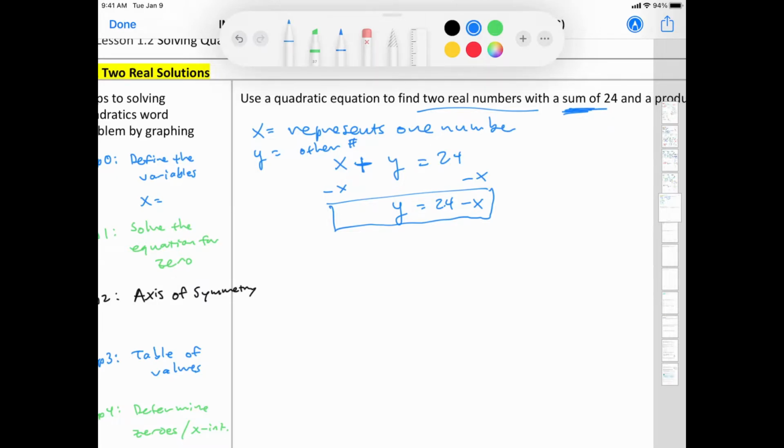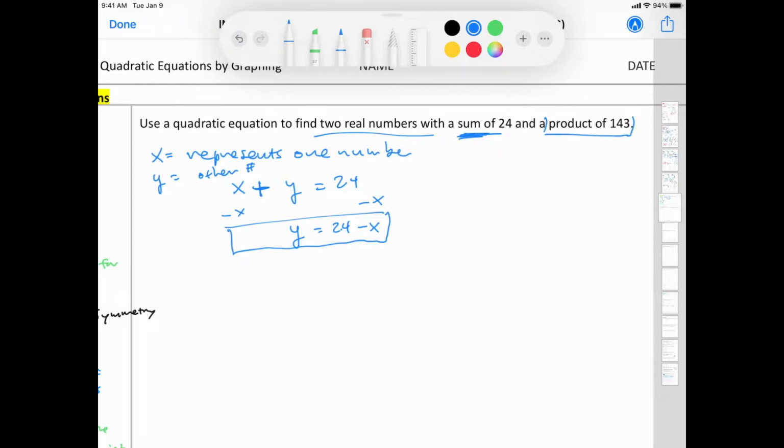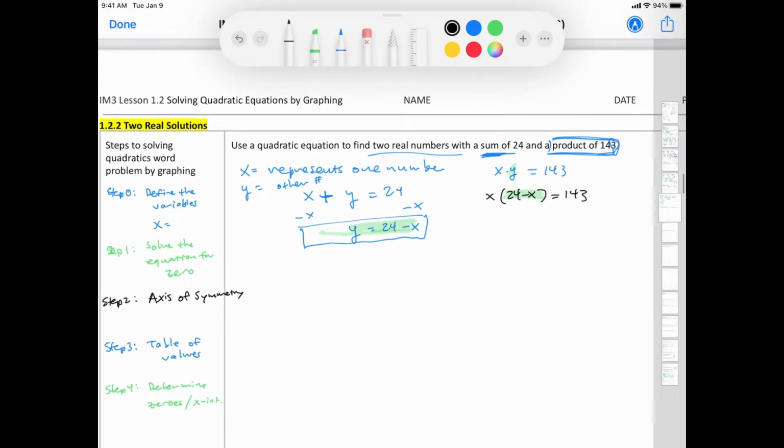But I also want to show you here in blue, which is still step 0, the product of those two numbers. So if I said x times y, if I multiply them together, product means multiplied, equals 143. Well, now we're saying that y represents 24 minus x, so I'm doing a substitution here. So x times 24 minus x equals 143. Okay? So that is essentially my equation. So let's mark this as step 0.